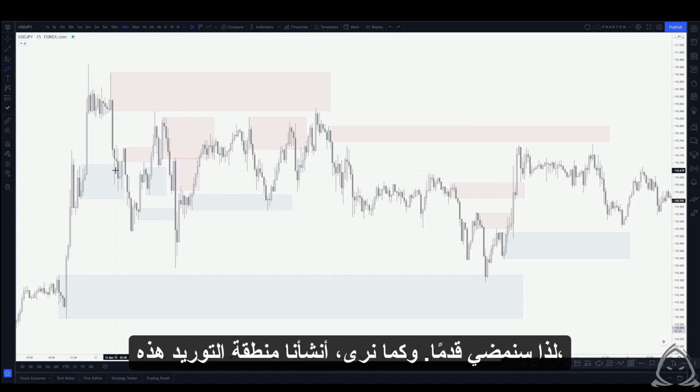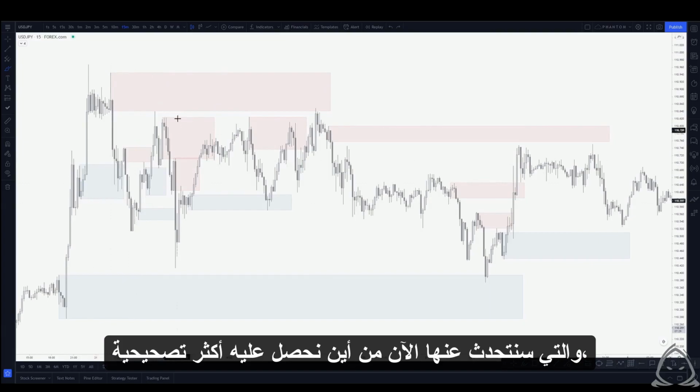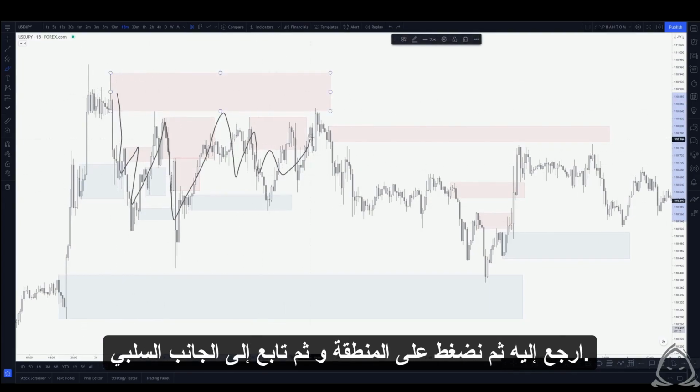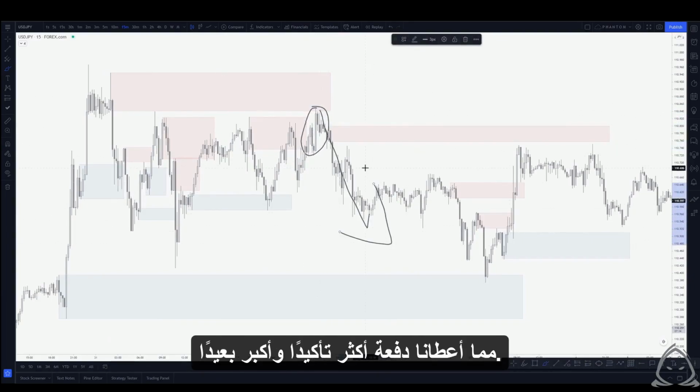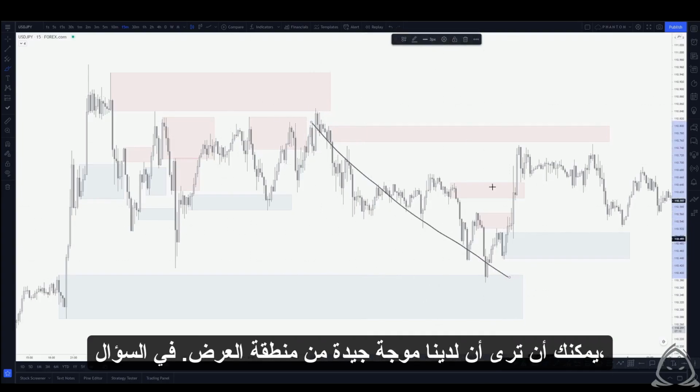So we'll move on, and as we see, we create this supply zone, which we'll talk about now, where we get a more corrective move back into it, and then we tap into the zone and continue on to the downside. And what we can see is we had a fairly aggressive move into the zone, which gave us that more confirmed and larger push away. You can see that we had a decent wave out of the supply zone in question.